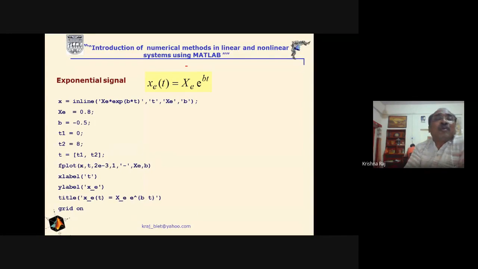Now suppose we are interested in describing this type of function, x e to the power bt. Nothing is special, just describe the value of x e, the value of b, and the range of t, that is t1 to t2, and a gap if we are interested. But in this case we have just written t1 to t2, so by default it will take a gap of 1.